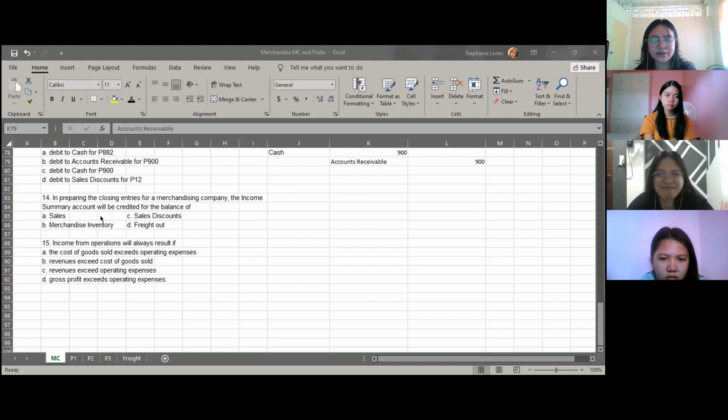Next number, 14. In preparing the closing entries for a merchandising company, the income summary account will be credited for the balance of A. Sales, B. Merchandise inventory, C. Sales discount, or letter D. Freight out. Let me repeat the question. In preparing the closing entry for a merchandising company, the income summary account will be credited for the balance of A. Sales, B. Merchandise inventory, C. Sales discount, or D. Freight out. You can start answering sa chat box.